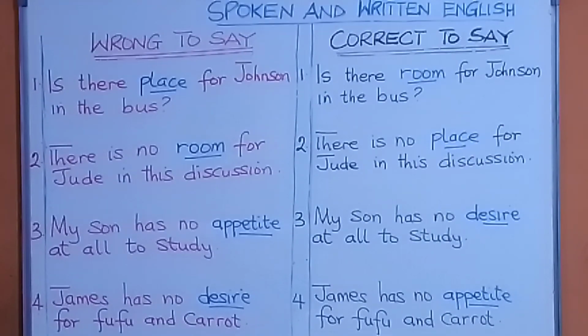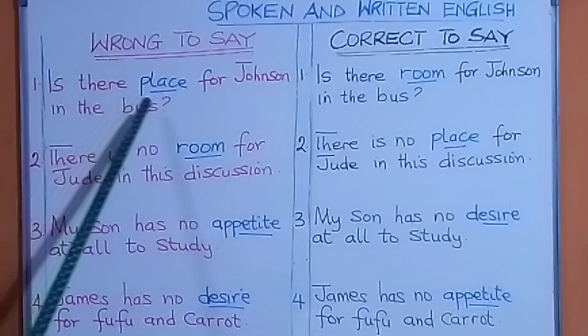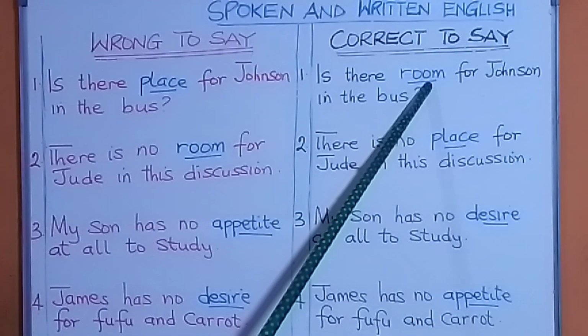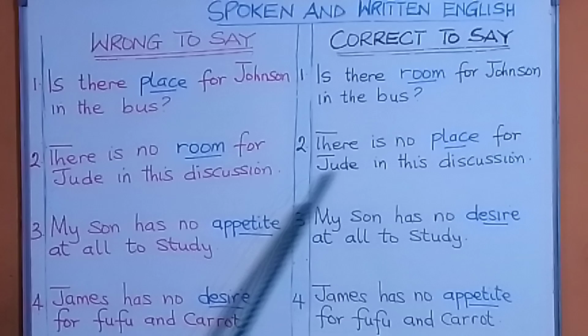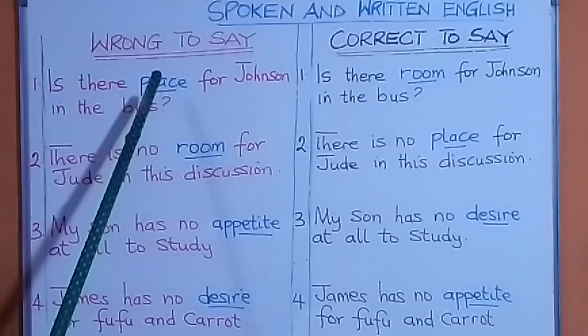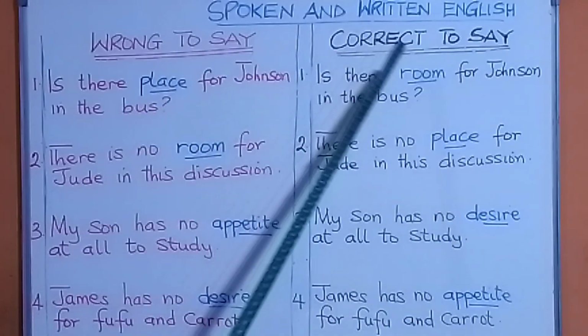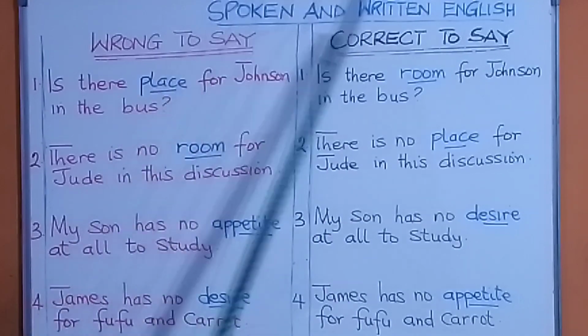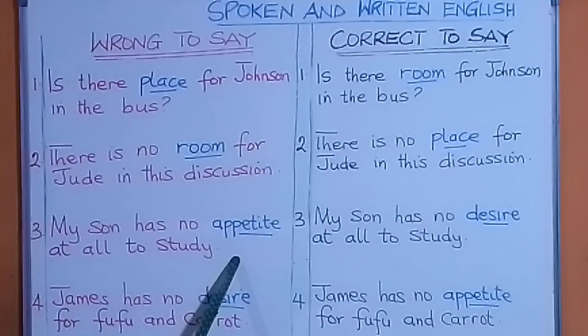Our session on spoken and written English. Spoken and written English language. Now we're going to look at four keywords today: place and room, appetite and desire. We're going to look at place and room, appetite and desire.